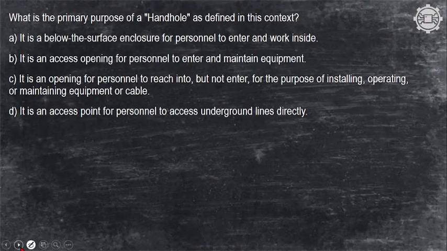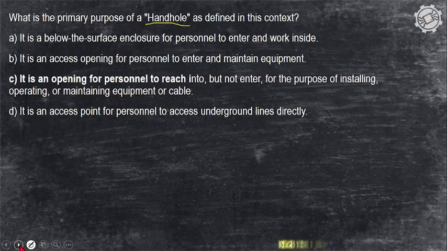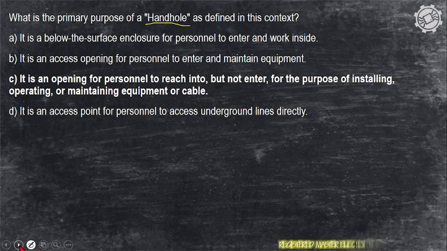Next, what is the primary purpose of a handhold? Okay, ano yung handhold? Para saan yung handhold? Okay, so the correct answer is letter C, no? An opening for personnel to reach into but not to enter.